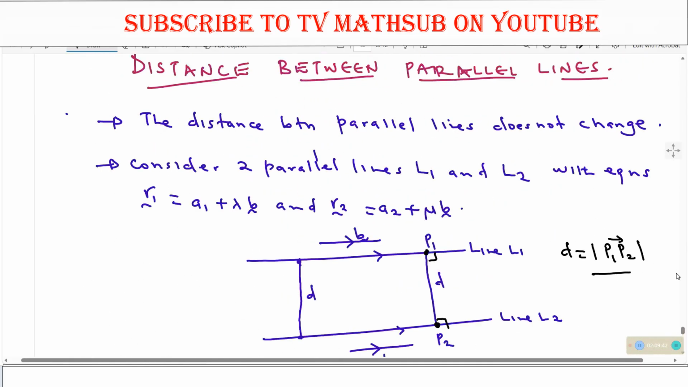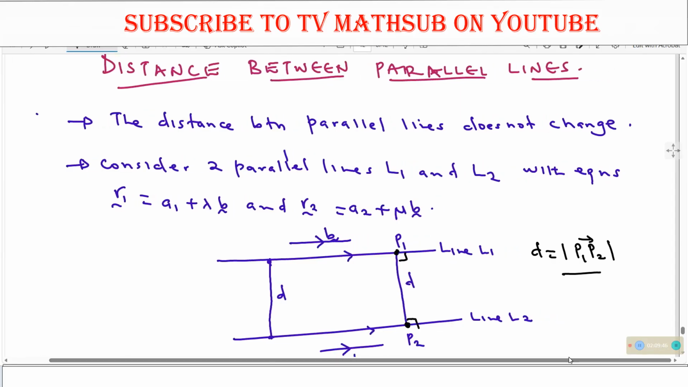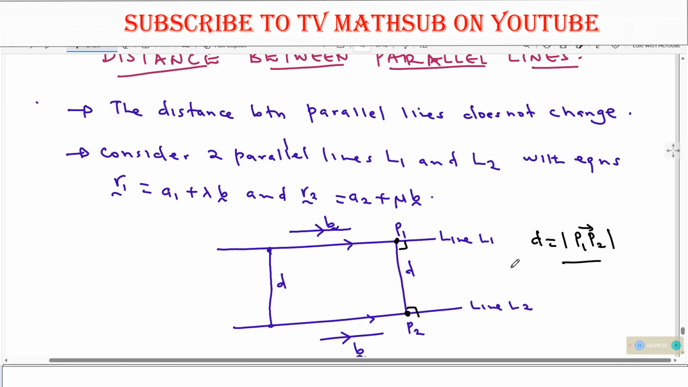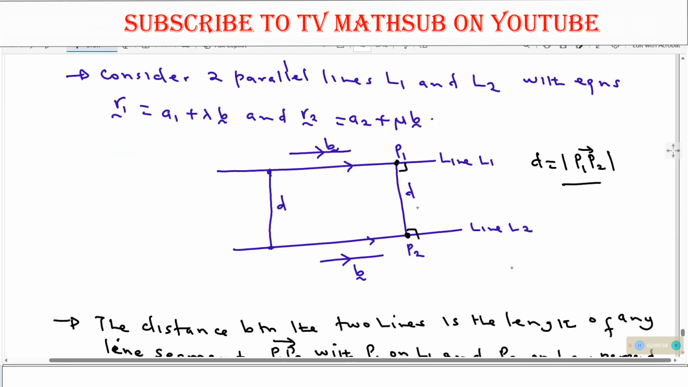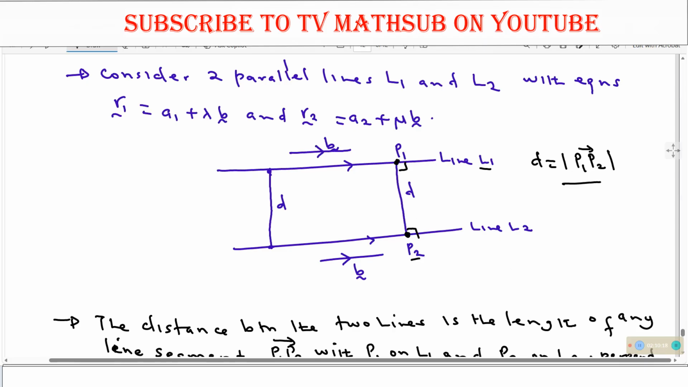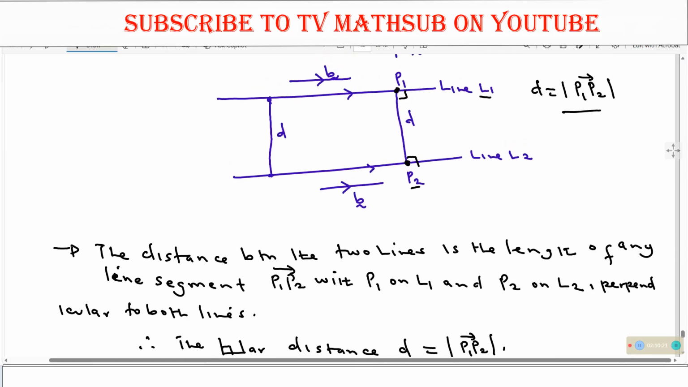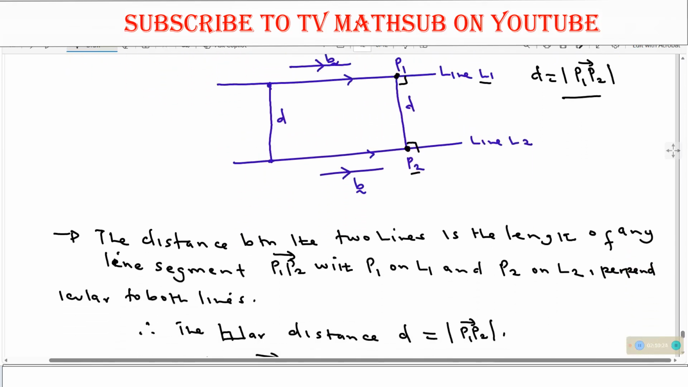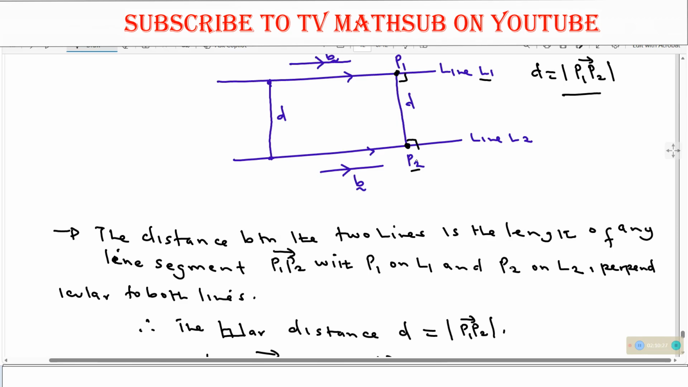So we are looking at what we call the distance between parallel lines. If you have lines R1 and R2, this is line 1, this is line 2. You are interested in this distance, which is the length of the line segment from any point on L1 to any point on L2. We have those points as P1 on line 1 and P2 on line 2, so the distance is simply the length of the vector P1P2.